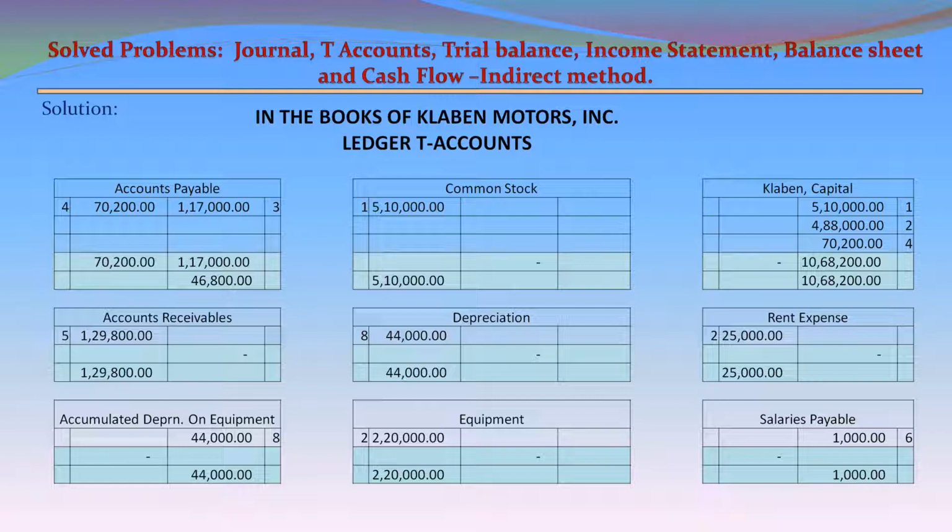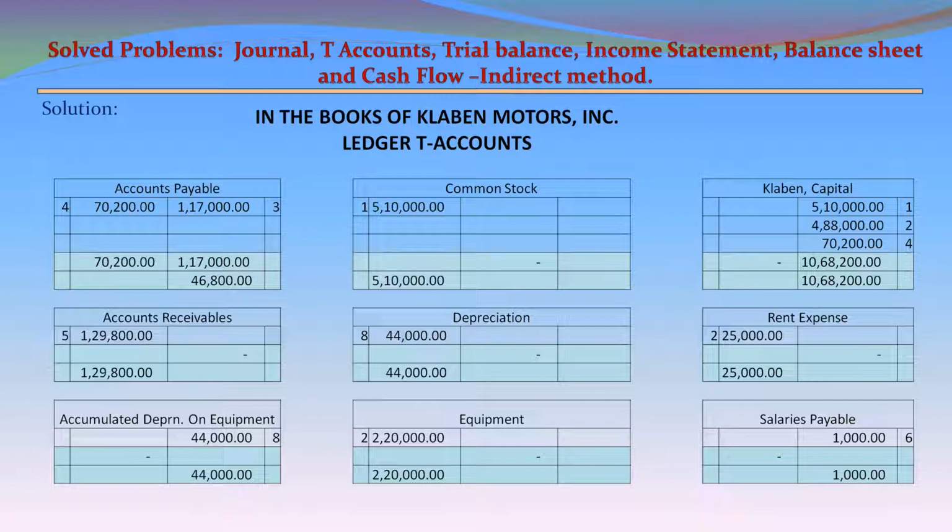Common stock $510,000 credit. Depreciation $44,000 debit. Equipment $220,000 debit. Klaban cash $510,000 debit, $488,000 credit, $70,200 credit.